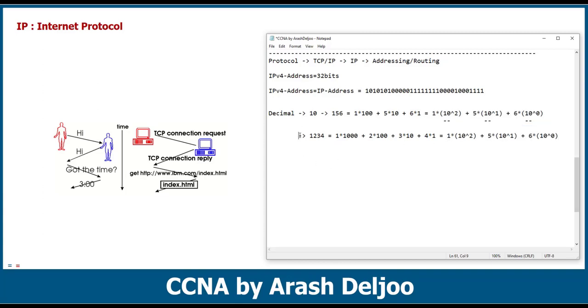First, we have 1 multiply 10 to the power of 3, and then after that we have 2 multiply 10 to the power of 2, and then 3 multiply 10 to the power of 1, and finally 4 multiply 10 to the power of 0. This means that when we say 1234, we are using the basis of 10. Look here, this is the first, this is the second, this is the third, and this is the fourth. This means that in the real world we are using the decimal.